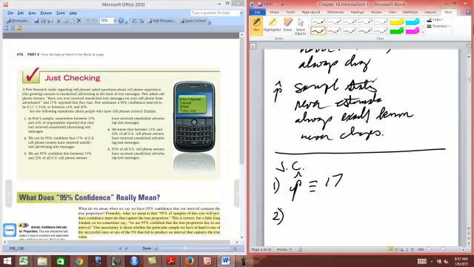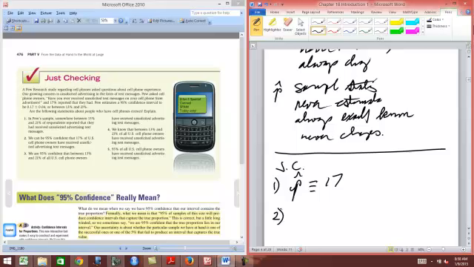cell phone users have received. No, that's wrong, because that's stating a level of confidence about p hat again. The level of confidence is about p, about the population parameter, about the true proportion of U.S. cell phone users that have received unsolicited text messages. We never say specifically what it is. So we are not confident that 17% of U.S. cell phone users. We don't have a level of confidence about p hat at all.